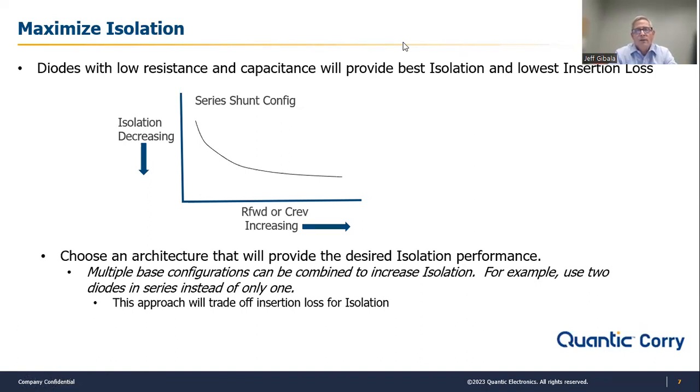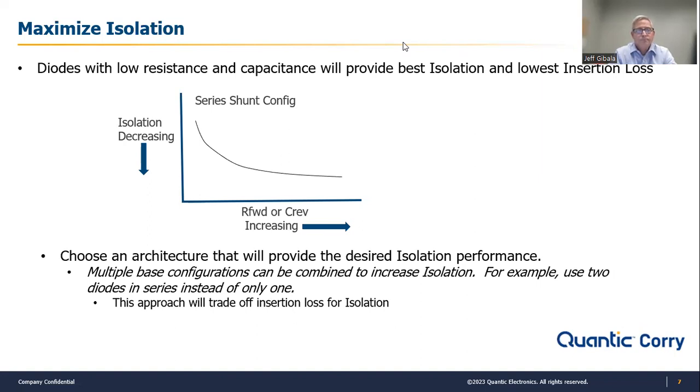And you can combine these different architectures to achieve higher isolation. So you could put 2 series diodes or 2 shunt diodes, and this approach will trade off insertion loss for isolation though.